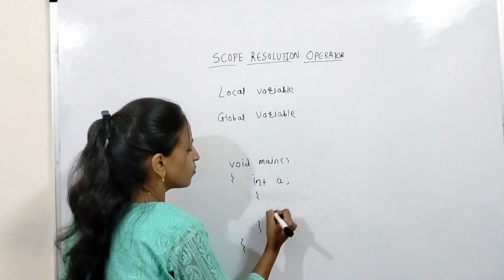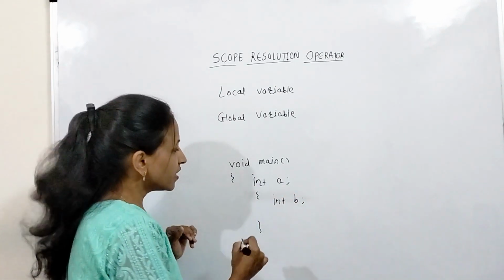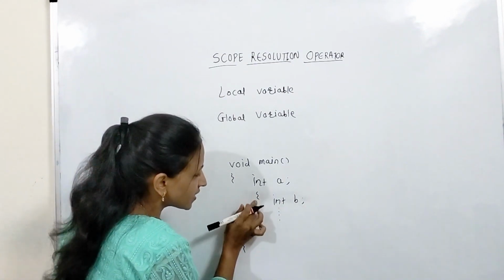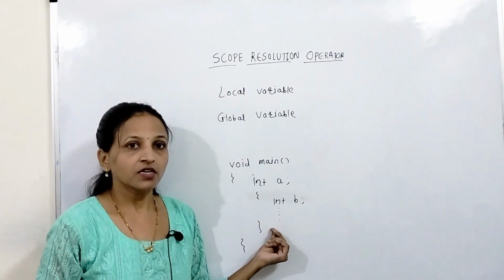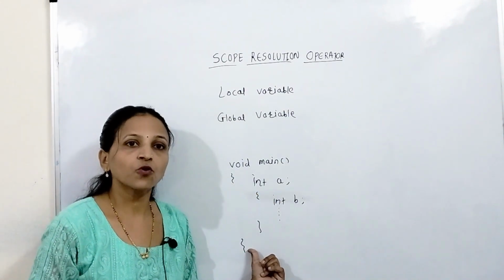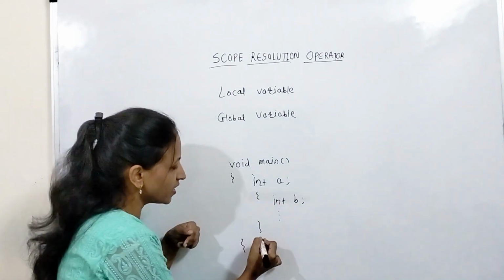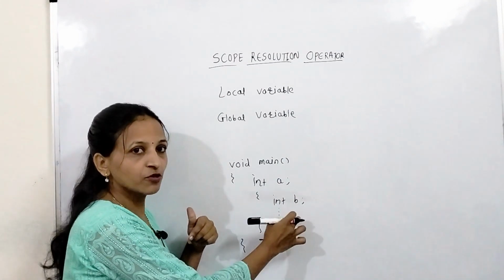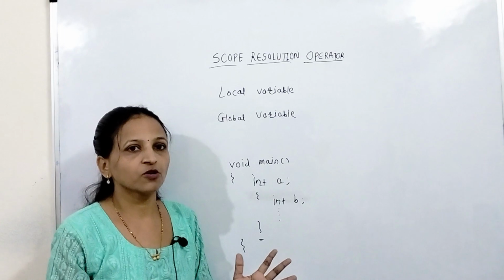Let there be one more block, and inside that you are declaring another variable, let b. Now this variable b is accessible inside this block only. This b is local to this block. Getting my point? Now this a is accessible in the whole function, and b is accessible only inside this block. Here at this place you can access a, but you cannot access b. This is just the local variable concept.